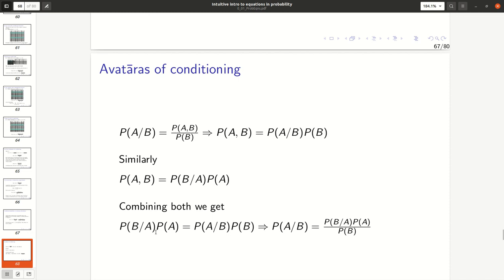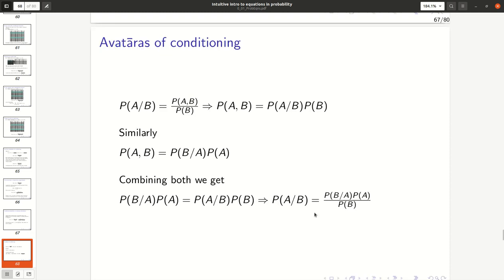P of B given A times P of A is equal to P of A given B times P of B, which implies that P of A given B is equal to P of B given A times P of A divided by P of B. So this is just simple algebraic manipulation, but it turns out to be very useful in data science later when you do prior and posterior distribution. So these equations are used.